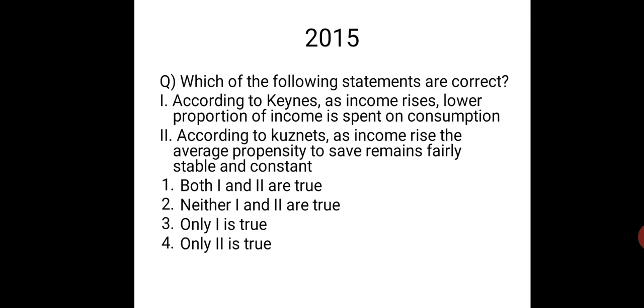We are moving on to the next question, which has appeared in 2015. Which of the following statements are correct? First statement, according to Keynes, as income rises, lower proportion of income is spent on consumption. We know that this statement is absolutely correct. That is a major finding of absolute income hypothesis of Keynes, right? Second statement, according to Kuznets, as income rises, the average propensity to save remains fairly stable and constant. With this, we need to know what a Kuznets paradox is, right?